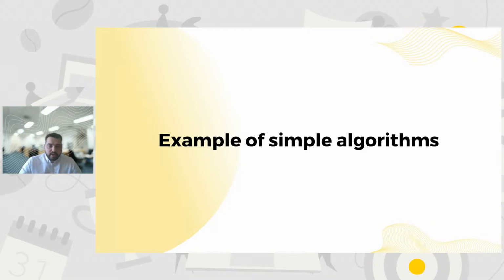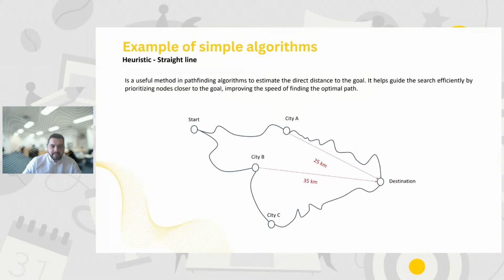So now we will have a look at some examples of algorithms. This part is a bit more technical, but I guess it's important to understand what is behind the AI, because a lot of times we are using AI as, let's say, users, and we don't understand exactly what is behind that. I will give here some simple examples just to give an overview about some algorithms behind that.